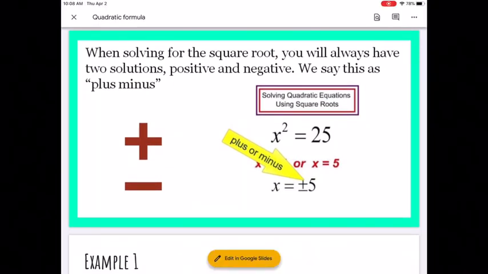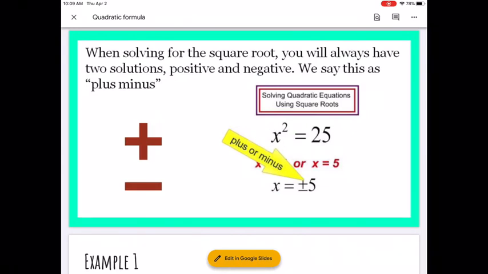When solving for the square root, you will always have 2 solutions, a positive and a negative. We say this as plus minus. So whenever you're finding the square root of something, so in this example here, I square rooted 25. Your two answers are a positive 5 and a negative 5.